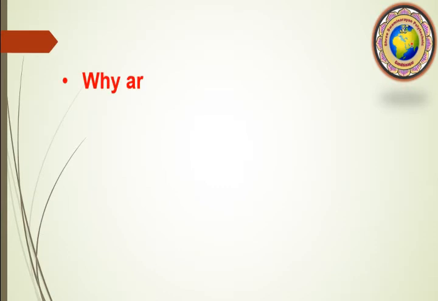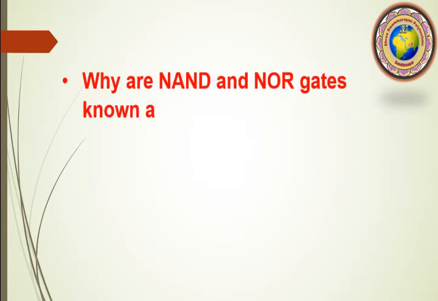So the question arises: why are the NAND and NOR gates known as universal gates? Because they can implement any Boolean logic without needing any other gate. They can develop a Boolean logic with only NAND or only NOR. That's why they can be used to design any logic gate too. Moreover, they are widely used in ICs because they are easier and more economical to fabricate. Okay, so this is our first point.